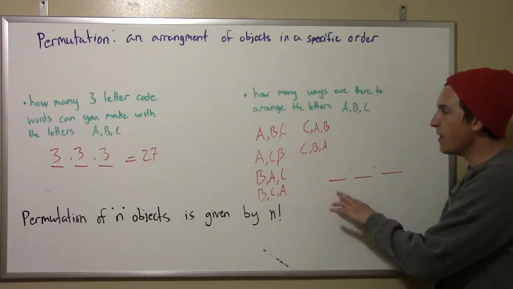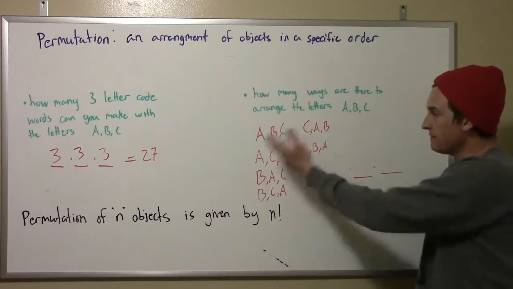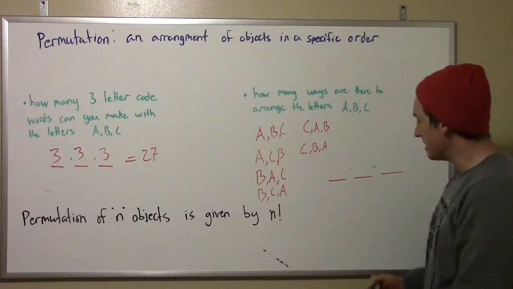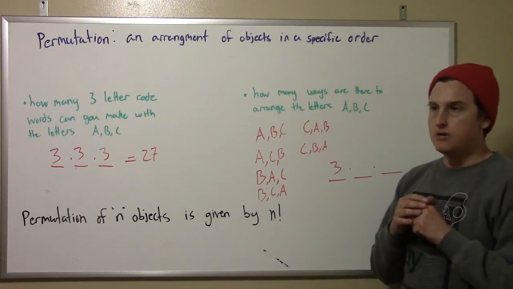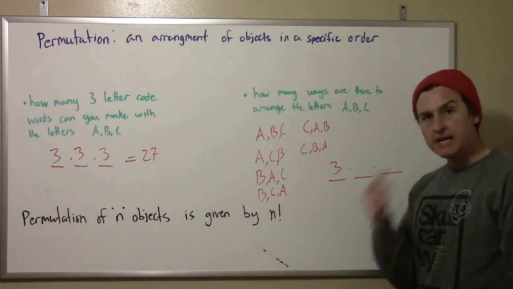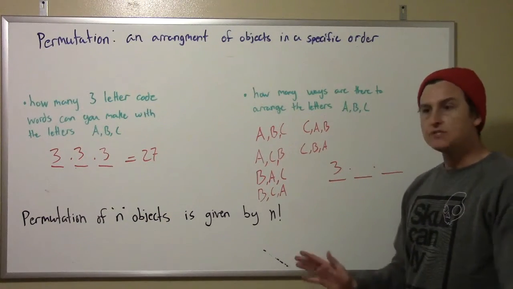So how many ways are there to pick the first letter? Well, I can pick A, or I can pick B, or I can pick C, right? I can pick any of those 3 letters. So there's 3 ways for me to pick that. Okay, now if I use one of those letters, it's off the table. I can't use it anymore.